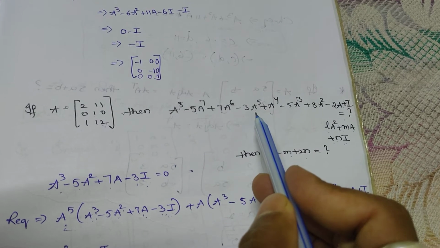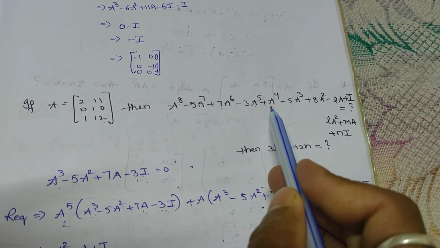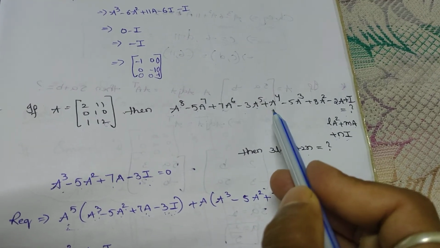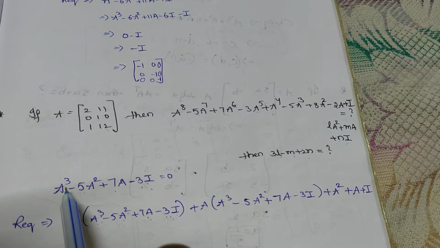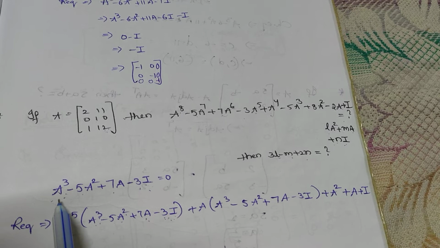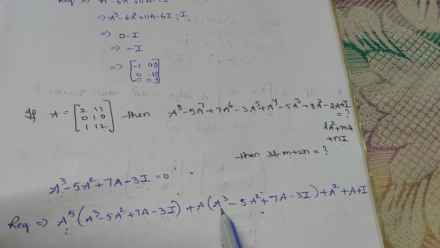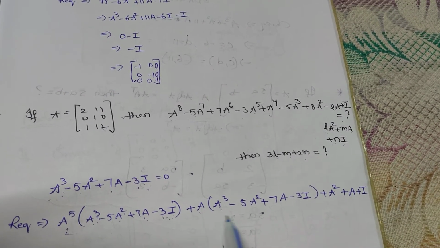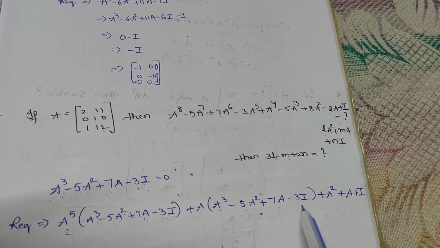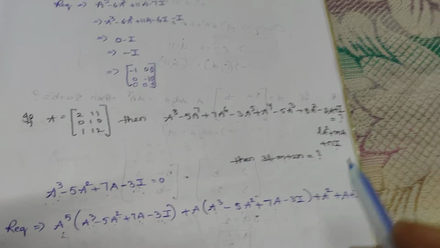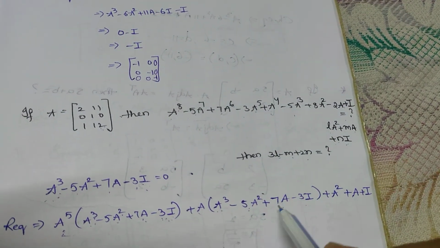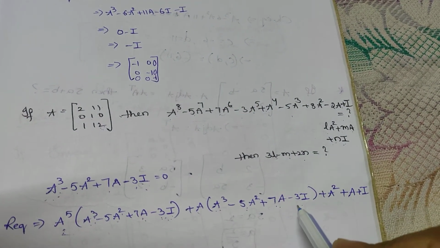Now, after these terms, we have to get A power 4. What do we have to multiply to get A power 4? If you multiply with A, then you get A into A cube, that is A power 4, and A into minus 5A square, minus 5A cube, plus 7A square, and minus 3A into I, that is minus 3A. So A power 4 we got, minus 5A cube, plus 7A square, and minus 3A.